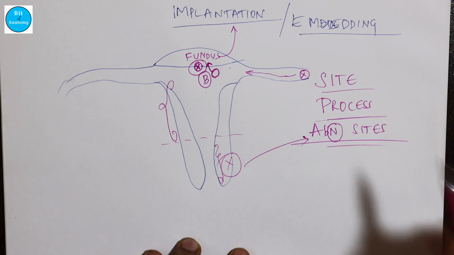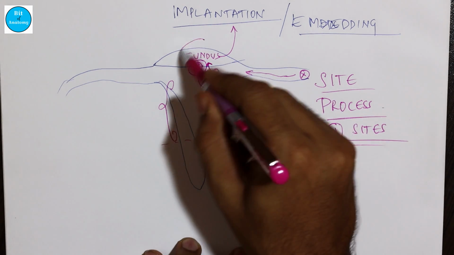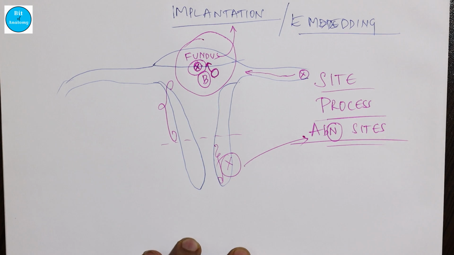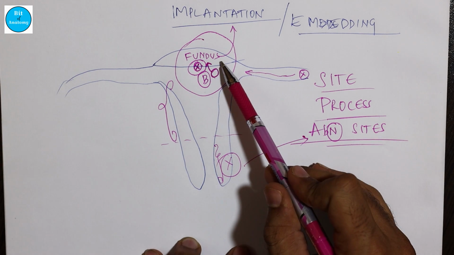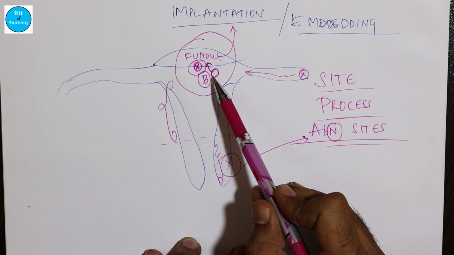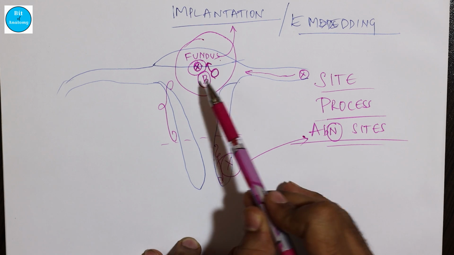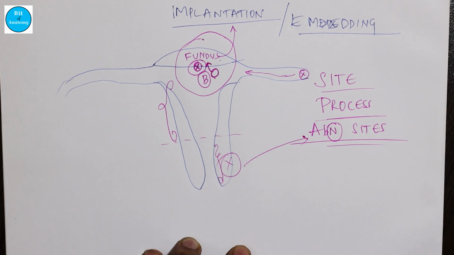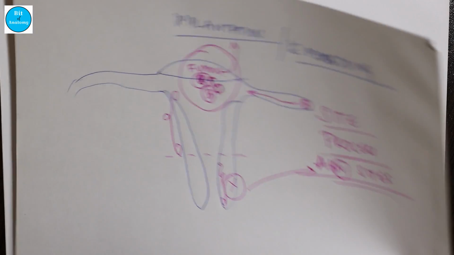Now if we appreciate the process of implantation, we will see what changes occur in this region, what changes occur in the uterus, what changes occur in the blastocyst, and how the blastocyst will enter into the uterine wall.